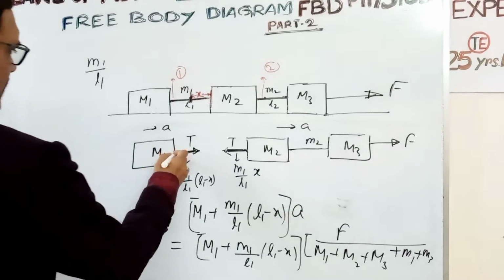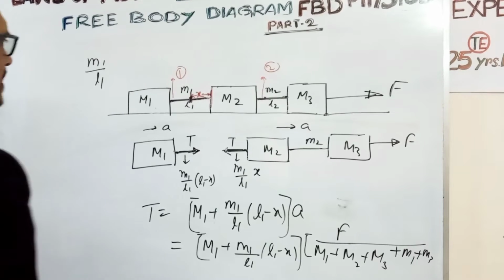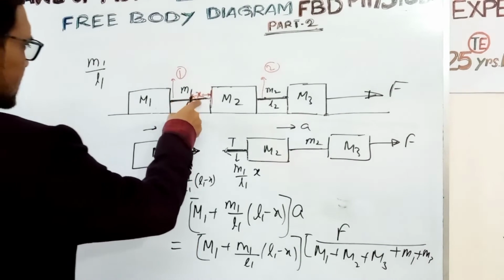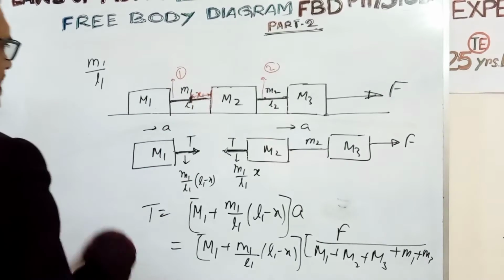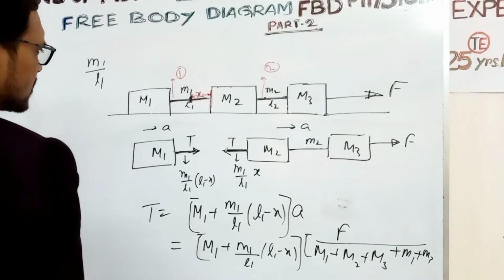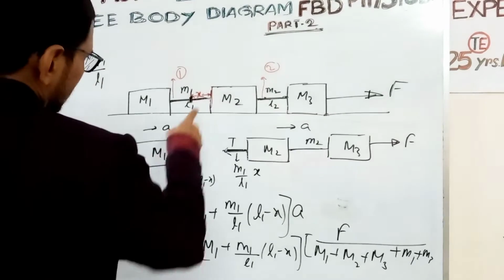So the theory is that if you take the mass of the string, then the tension is different at every point. The tension is different at every point of the string.